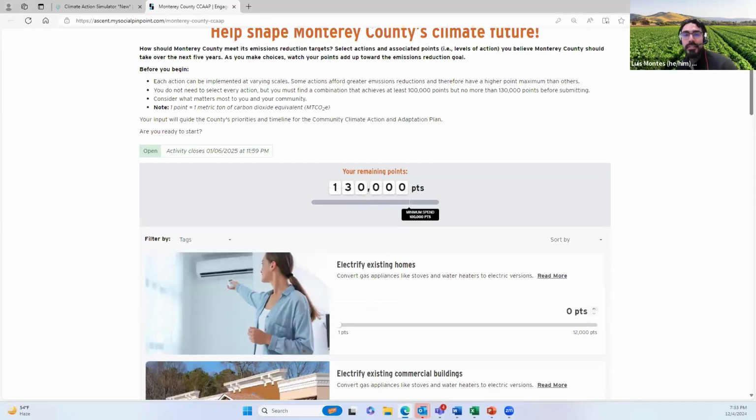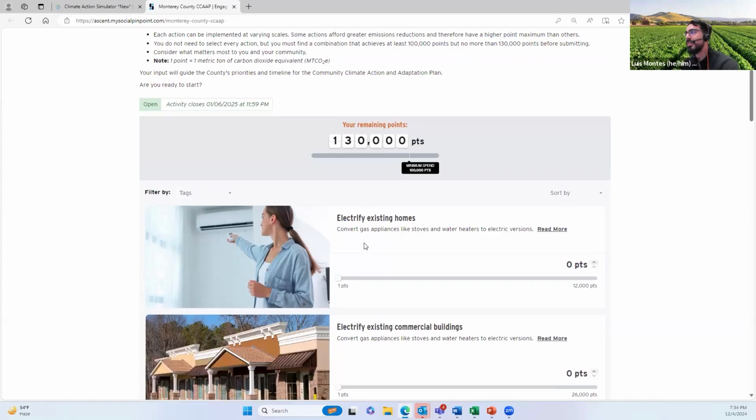I'll provide some brief instructions to get everyone acquainted, and then I will let you all submit it at your leisure. So you'll see 16 different climate actions, each with varying levels of impact. Some actions might lead to significant GHG reductions, while others may offer smaller but still valuable contributions. Your job is going to be to create a scenario that reaches the county's 2030 target of 100,000 points, where each point represents 1 metric ton of carbon reduced. So assigning more points to an action means achieving greater emission reductions.